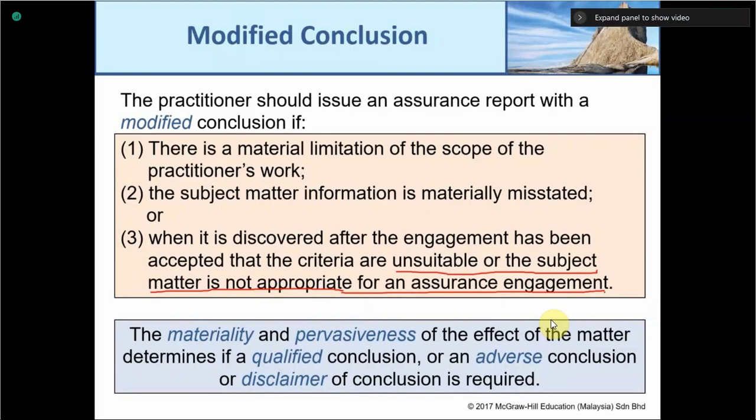And the materiality and pervasiveness of the effect of the matter determine if a qualified conclusion, an adverse conclusion, or a disclaimer of conclusion is required. So due to the materiality and pervasiveness of the effect of the matter, there could be a qualified conclusion, adverse conclusion, or disclaimer. This still relates to the opinion the auditor provides in the independent auditor's report, and the same applies in this assurance engagement.